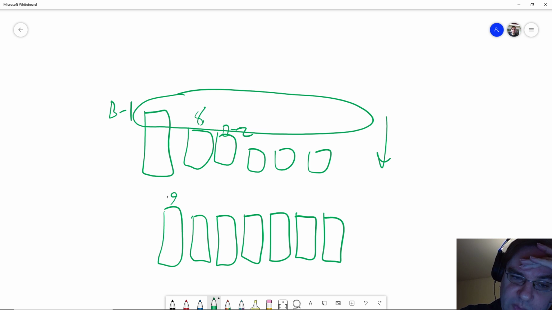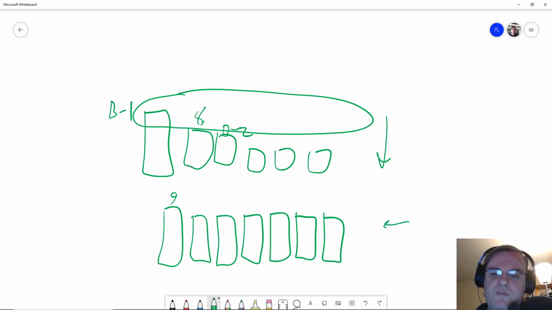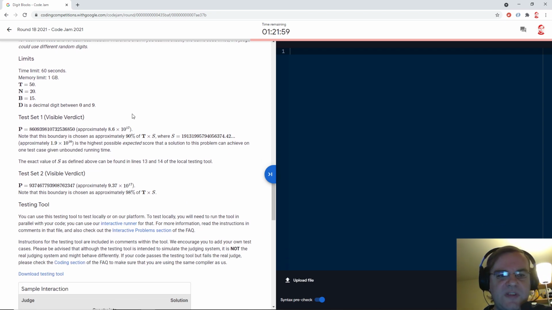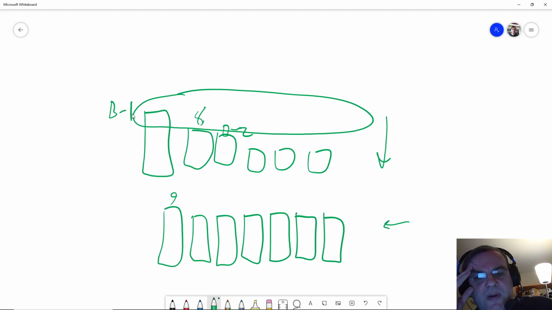So I think that the solution where you just build towers of b minus 1, and then whenever you see a 9, you place it up there, I think that is probably going to pass test case 1. Now, for test case 2, maybe you have to... Wait, is it visible? Yeah, they're both visible. For test case 2, I suspect maybe you have to do something slightly tricky with this second set.